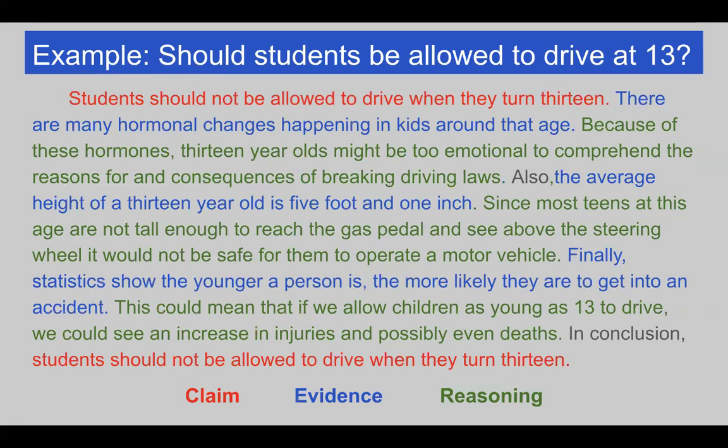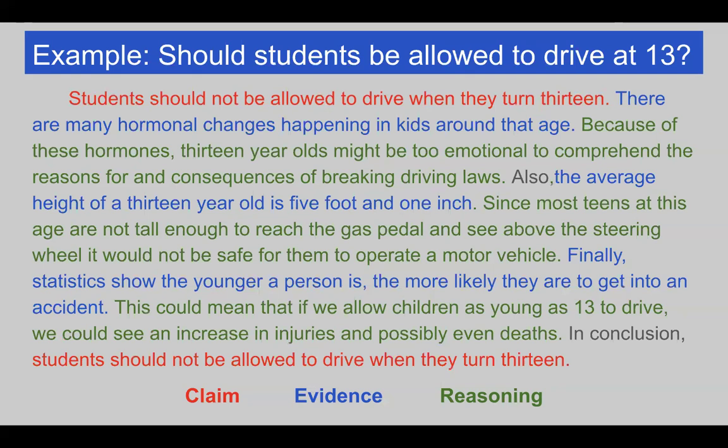So here is an example. Should students be allowed to drive at 13? Some of you are sitting there with your headphones in being like, yes, they should. Well, here is a CER giving an opinion backed by evidence.